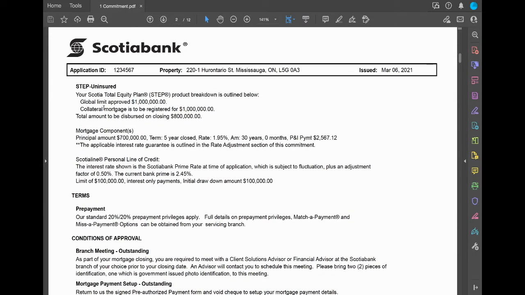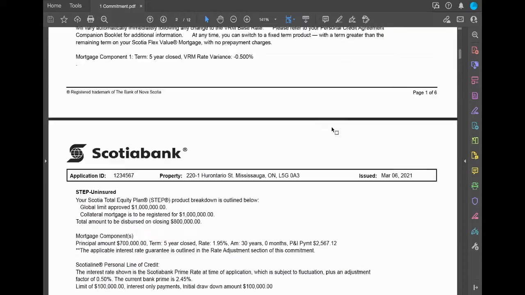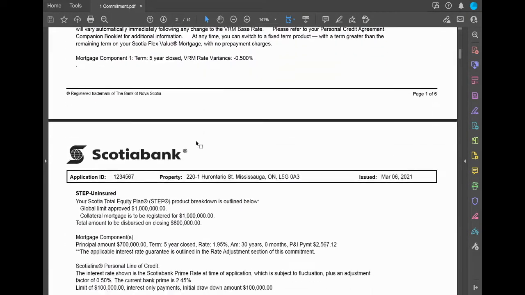Here we have the breakdown of the step mortgage in this case. The total global limit of the step is $1 million. Since the client is putting 20% down, the funds to be disbursed would be an $800,000 mortgage and plan term. We have our mortgage component here, which is the principal amount of $700,000. Since the client received 50 basis points off of the rate, the current prime rate is 2.45, which would be an end rate of 1.95%, and they default the payment to monthly here. If you choose to pay weekly or biweekly, this will be changed internally and with your lawyer.